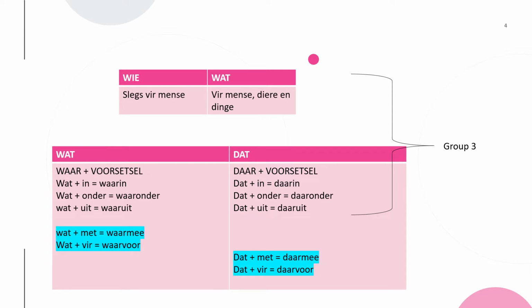So when we are using betreklike voornaamwoorde, you have to think group 3 conjunctions. Because when we are joining sentences, or when we are working with betreklike voornaamwoorde, our verb will always go to the back of our sentence.